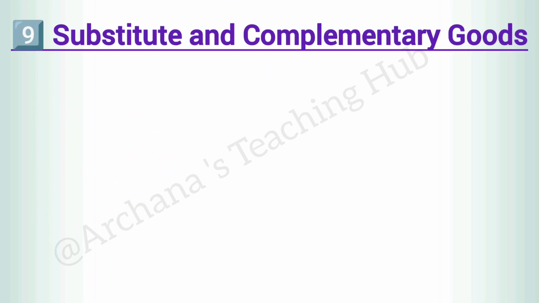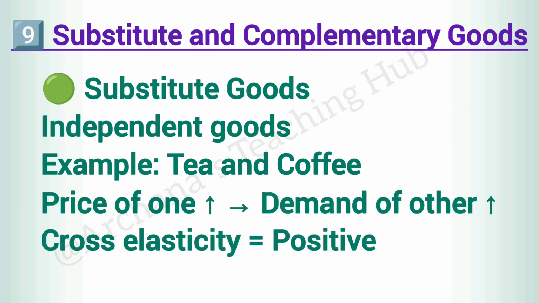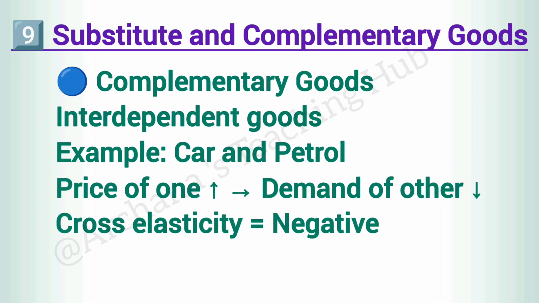Substitute and complementary goods. Substitute goods, independent goods. For example, tea and coffee. Price of one good increases, demand of other good increases. Cross elasticity is positive. Complementary goods, interdependent goods. For example, car and petrol. Price of one good increases, demand of other good decreases. Cross elasticity is negative.